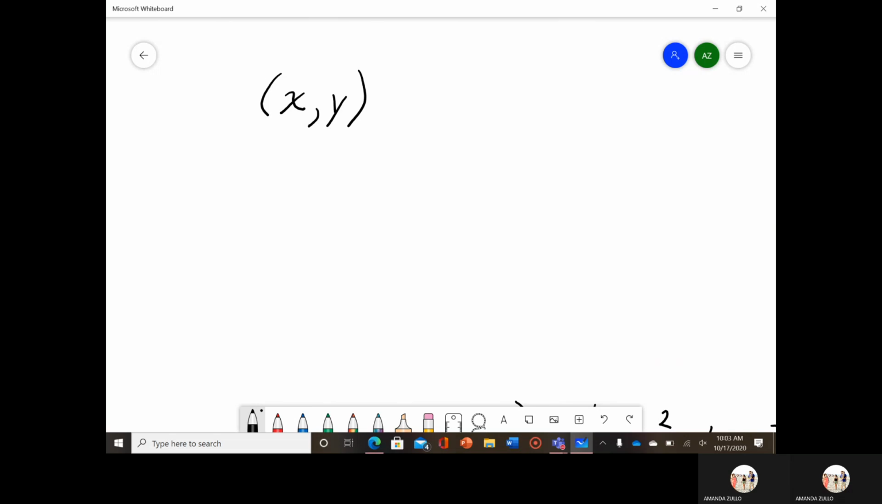What our problem gives us is that the solution was (5, 17). Based on this, we know that x is equal to 5 and y, well, that's equal to 17.